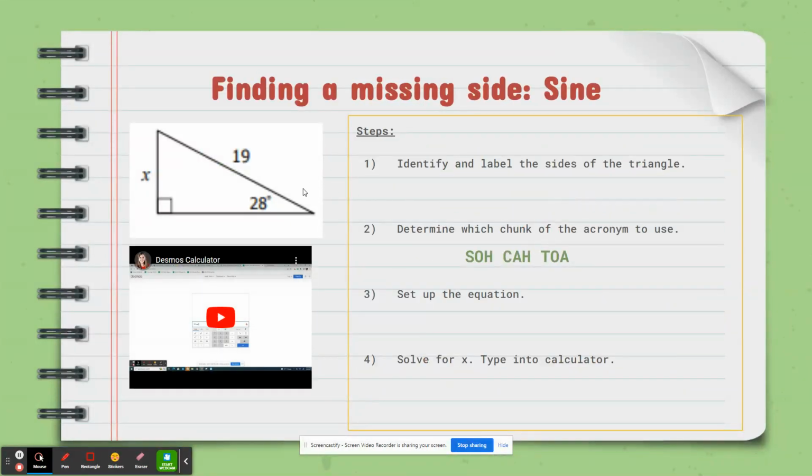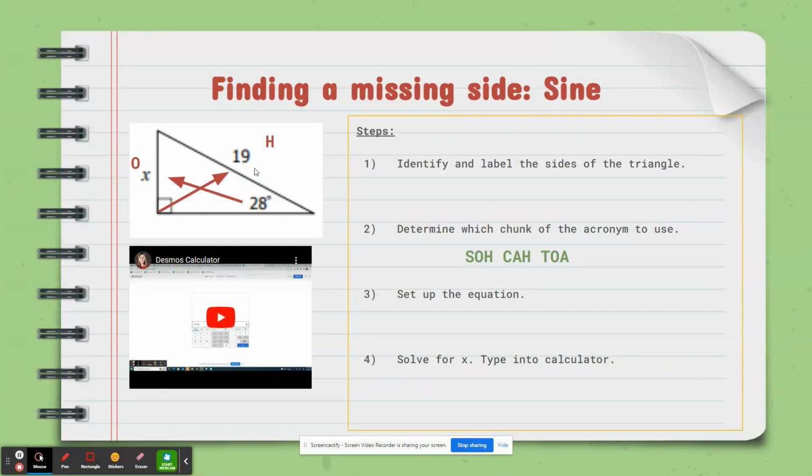All right, for this first example, we're going to use the sine function to solve for x. From angle 28 degrees, we will start by identifying the given sides. Remember to use labels O for opposite, A for adjacent, and H for hypotenuse. Since x is opposite angle 28, we can label that with the letter O. 19 is across from the right angle, so we can label that with H for hypotenuse. Since there is no value on the adjacent side, we can choose not to label it. This will be helpful later.